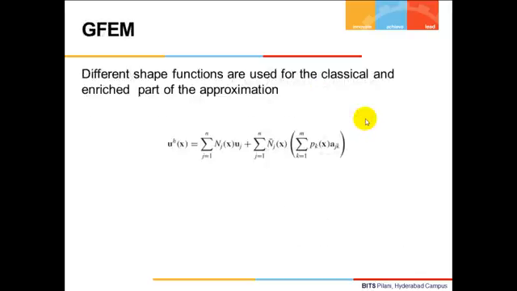In the generalized finite element method, this involves two shape functions. One shape function that is used with the classical definition of finite elements, that is Nj of x, and another enriched part of the approximation, which is Nj dash of x. Both partitioning of unity finite element method and generalized finite element method, when used in a local manner, are the basis of extended finite element method.